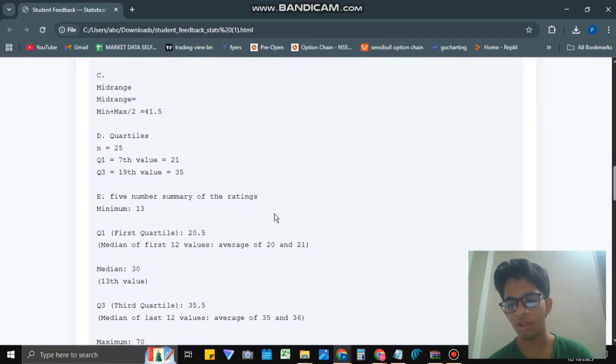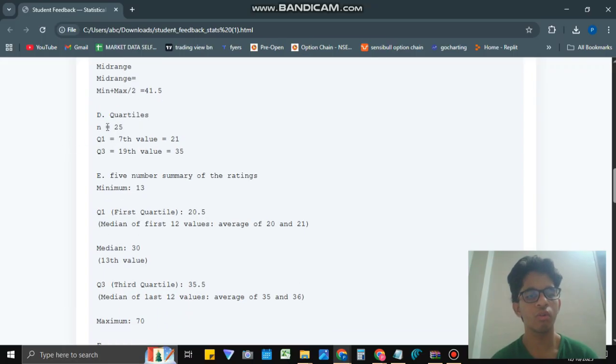The third question is finding the mid-range. Mid-range is the minimum value plus the maximum value divided by 2, which results in 41.5. Now, what are quartiles? For example, the first quartile will contain the first 25% of data points, till the seventh value. And the third quartile will run from the 7th to the 19th value, which will be 35.